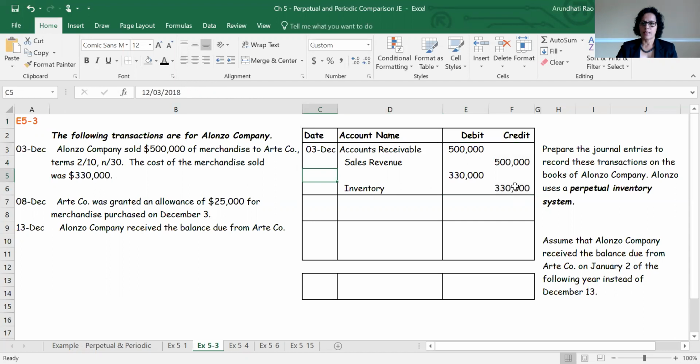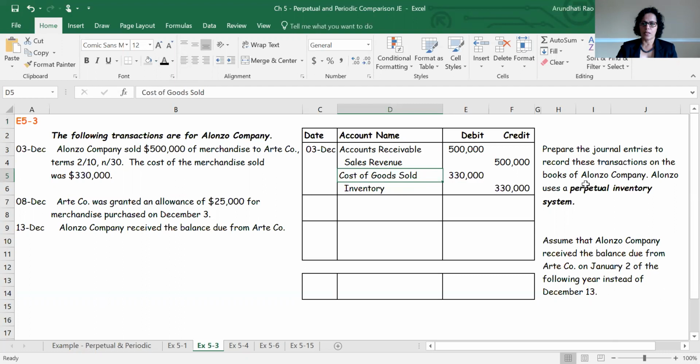Now the question is, what do we debit in this journal entry? This $330,000 is the cost of the inventory. So we call it cost of goods sold. This is an expense account, but we never use the word expense with it. Cost of goods sold. So if I were to ask you for this transaction, what's the gross profit? It's $500,000, the sales, minus $330,000 cost of goods sold. $170,000 is the gross profit on this particular transaction.